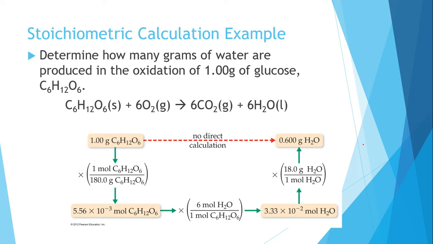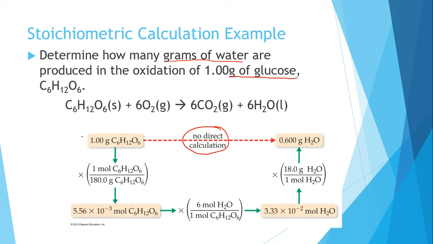This problem states, determine how many grams of water are produced in the oxidation of 1 gram of glucose, which is C6H12O6. The balanced chemical formula is given below. Note, I'm going from grams of glucose, and I'm trying to get grams of water. There is no direct calculation that allows you to go from grams of one compound to grams of another. So we have to use stoichiometry.